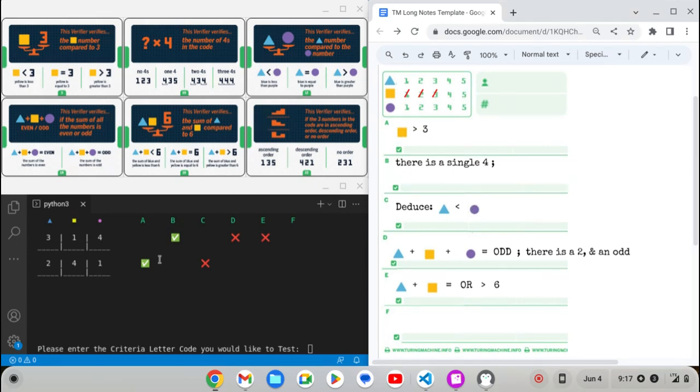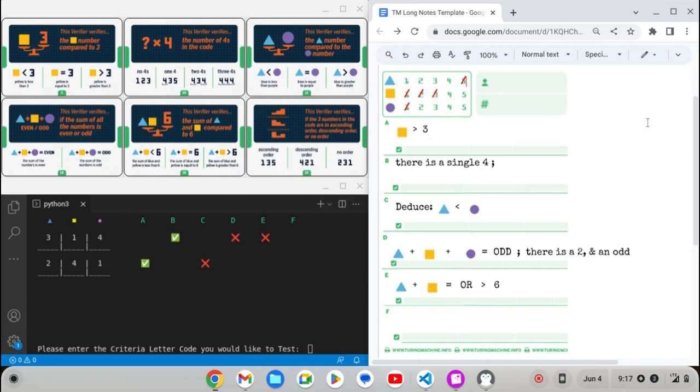Okay, yeah, so currently it's greater than circle, so it should be less than circle. Okay, so what does that mean? It means that circle can't be a 1 and triangle cannot be a 5. Okay, anything else? Remember, we do have a 2 and a 4.